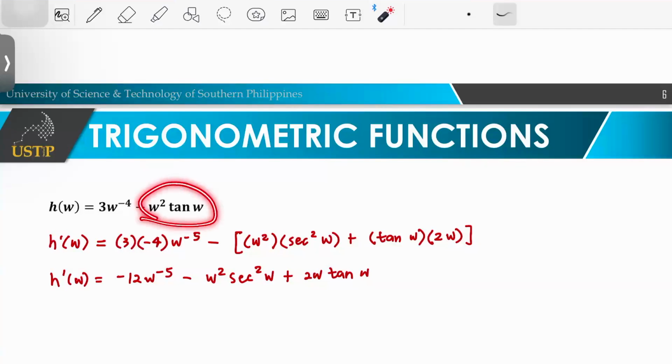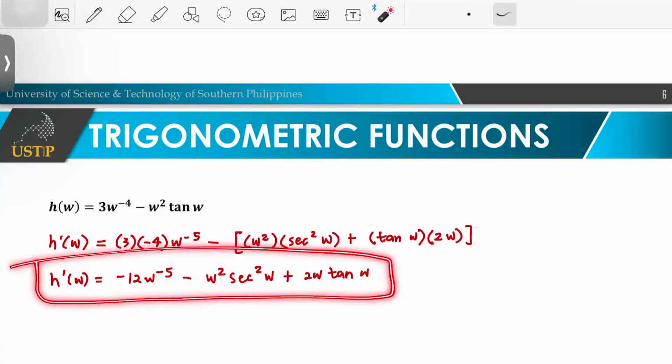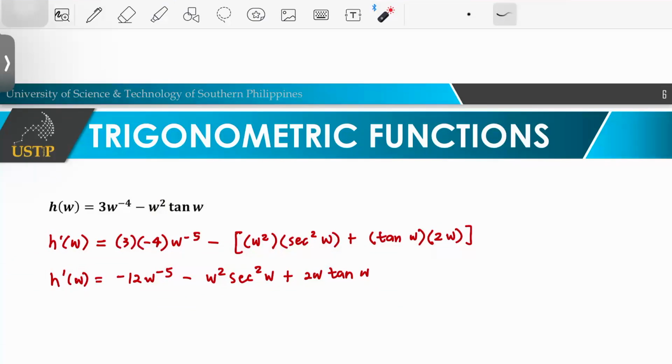Minus, kini, you will use product rule for this. So copy w squared, get the derivative of tangent, that is secant squared, plus copy tangent and get the derivative of w squared, that is 2w. And then, again, you will simplify. Di naman further masimplify, no? Kanina naman siya tanan.